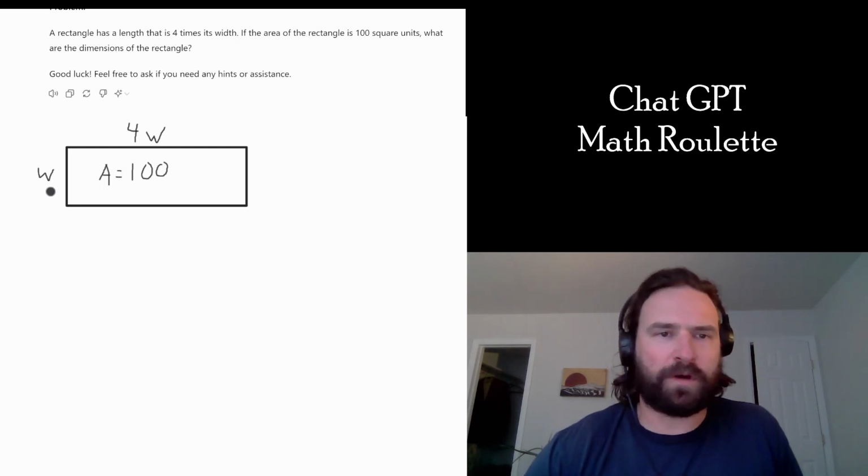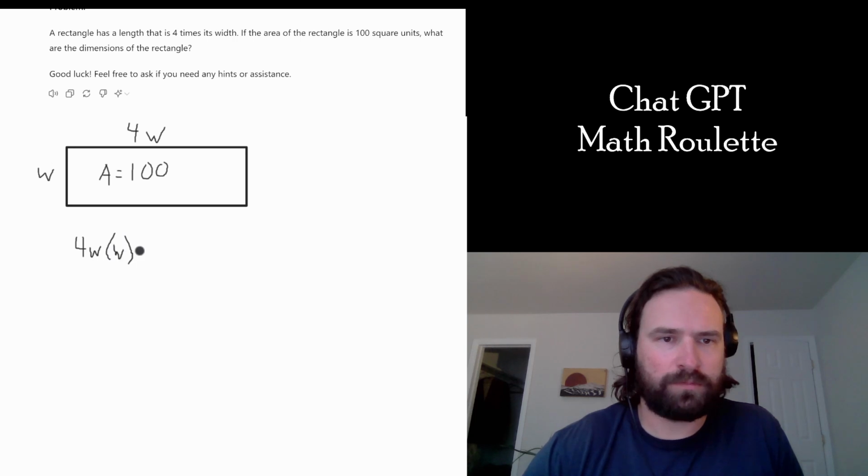And the formula for area is length times width equals area for a rectangle, right? So we can do the length times the width, which is 4w, our length, times another w, and that should equal our area, which is 100. Cool. To simplify this side of the equation, we get 4w squared. It's going to equal 100.